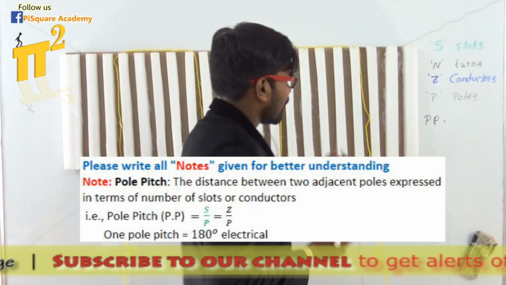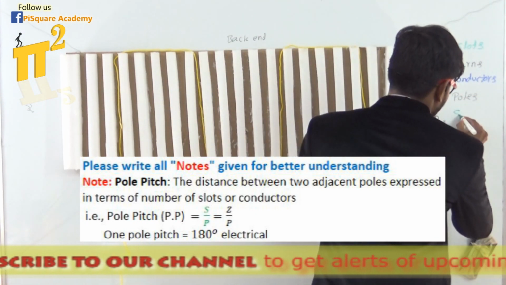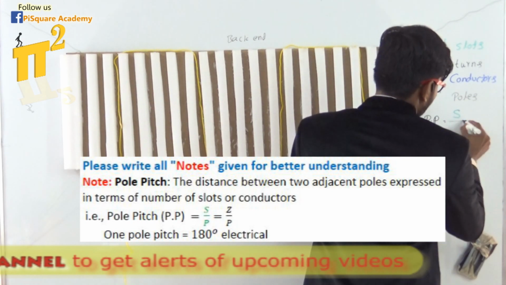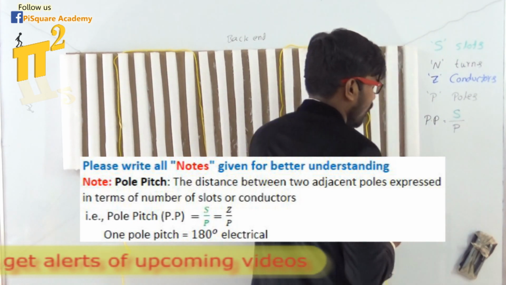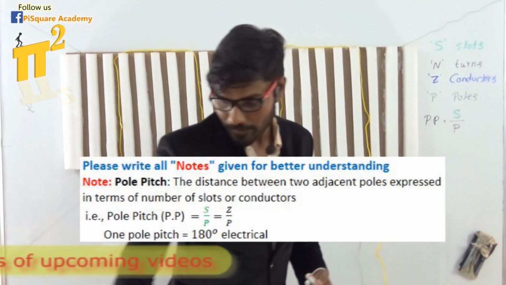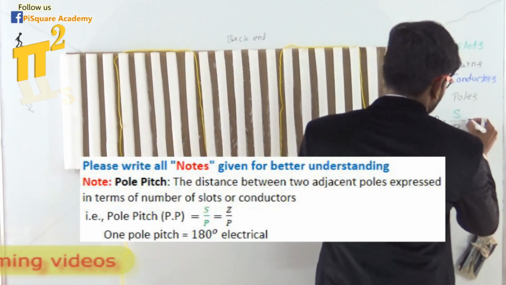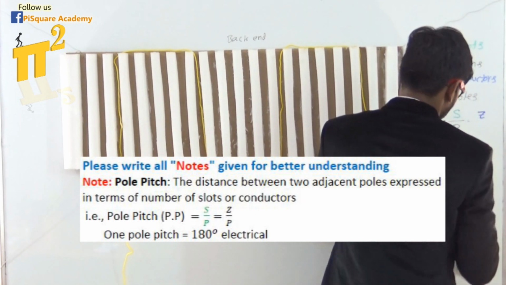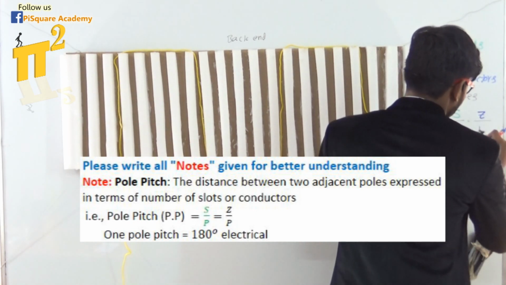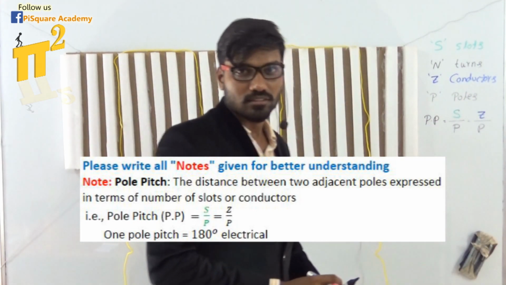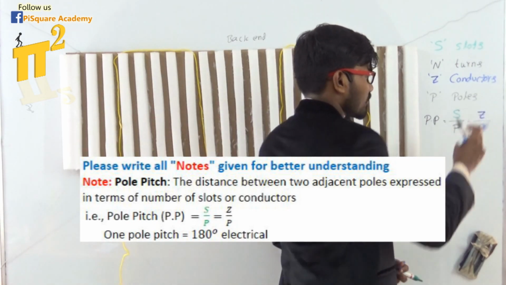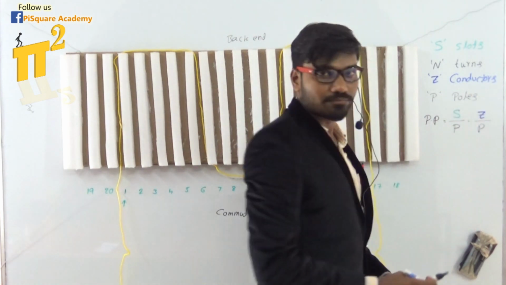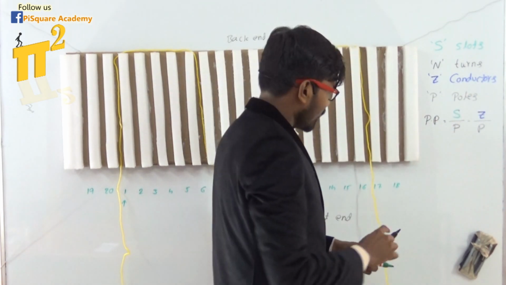So I'm representing it like this. S is for number of slots per pole, or you may say number of conductors per pole. Both are right. Somebody may use this, some may use this. I prefer to use number of conductors. Okay. Next one.